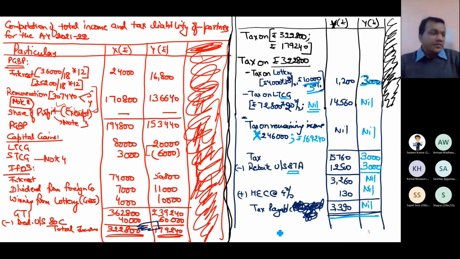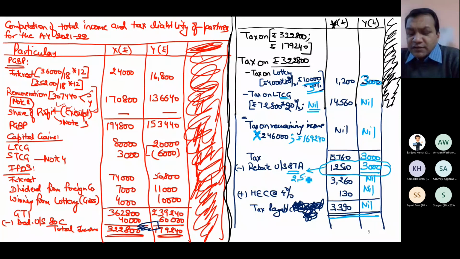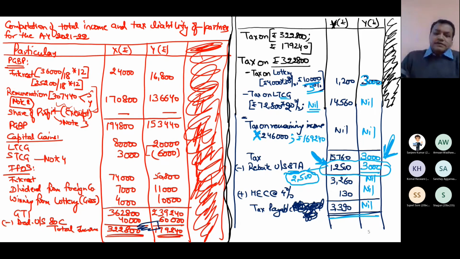That's it. In the book, you please make one correction. Those who are having my book, I have written this rebate amount as 2,500. So maybe there is some printing mistake. This rebate is not 2,500. It is 12,500 in case of X and 3,000 in case of Y. So the final answer is 3,390 for X and nil for Y.